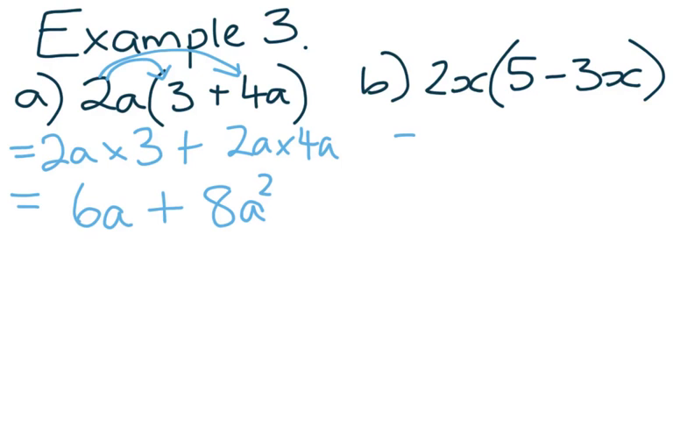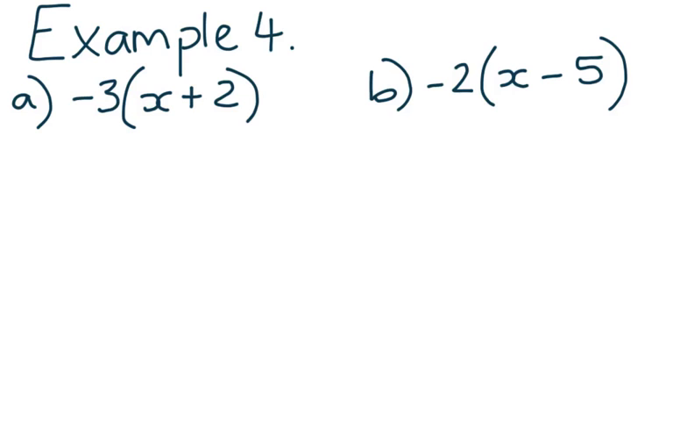So now I'm going to do this one in one step. I'm going to do it by saying it in my head. 2x times 5 is 10x. Take away 2x times 3x, which is 2 times 3, which is 6, and x times x, which is x squared. See how I just talked it through in my head rather than having to write it down?